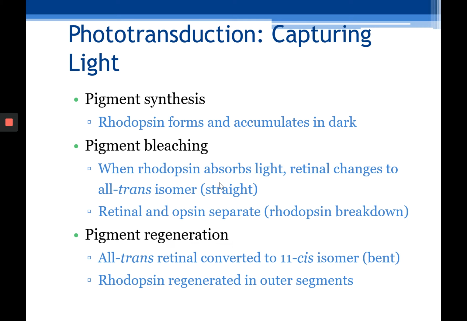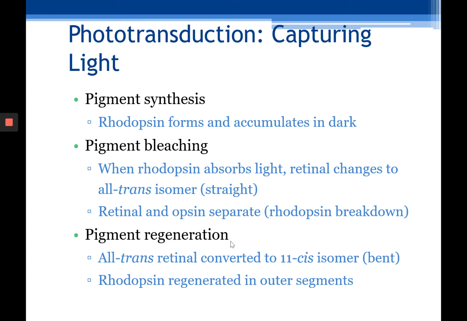So that causes rhodopsin breakdown. And then we get pigment regeneration. So after we've exposed the rod to light, thereby turning it off, but signaling the brain that light has been experienced or captured by retinal, we have to kind of reset. We want to regenerate the pigment, and then we'll go back into pigment synthesis where it accumulates.